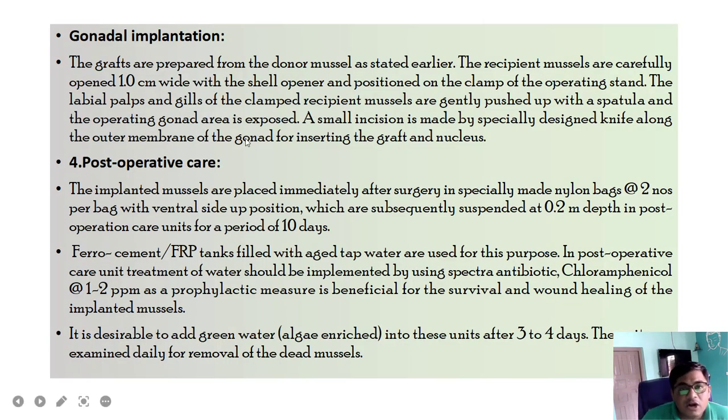Then the next is the gonadal implantation. As in the mantle tissue implantation, the grafts are prepared from the donor mussel as stated earlier, and the recipient mussels are carefully opened 1 centimeter wide with a shell opener and positioned on the clamp of the operating stand. Okay, so the labial palps and the gills of the clamped recipient mussels are generally pushed up with a spatula and the operating gonad area is exposed. A small incision is made by a specially designed knife along the outer membrane of the gonad for inserting the graft and nucleus. Okay, so these are the techniques.